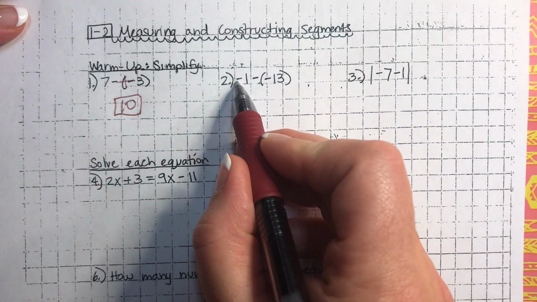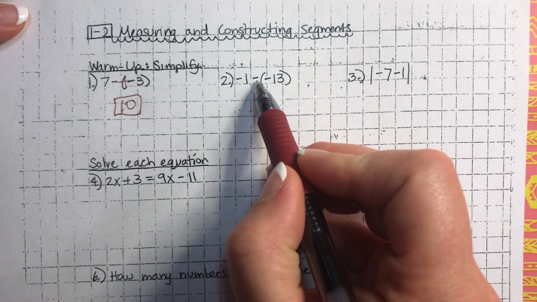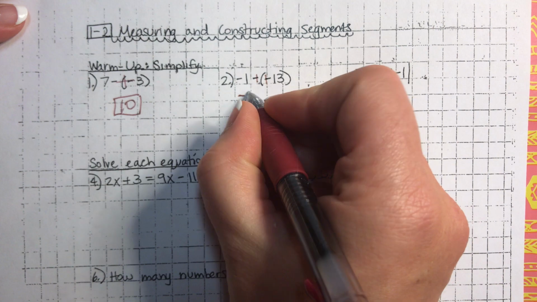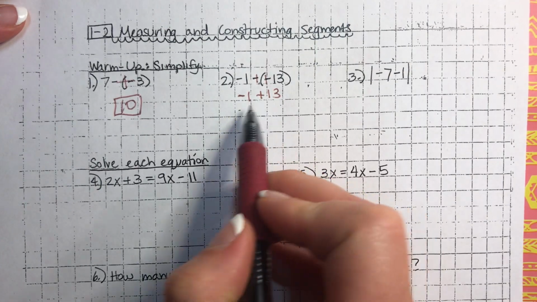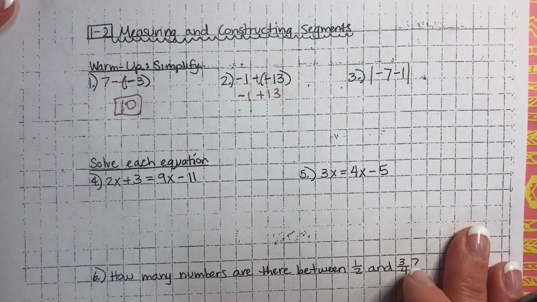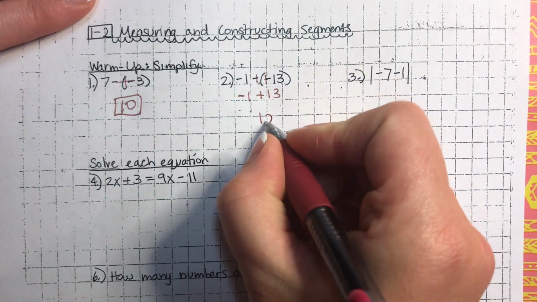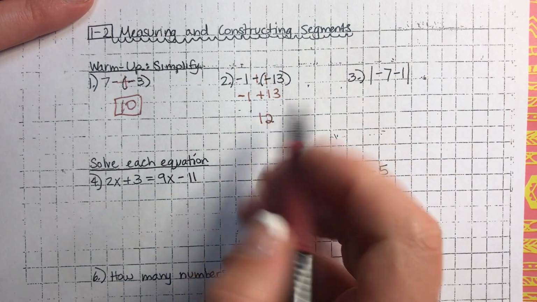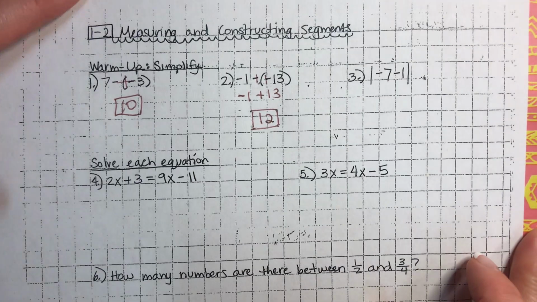Over here, number 2, negative 1 minus a negative 13. Those two negatives right there become positive, so we end up with negative 1 plus 13. This is a negative, this is a positive. The signs are different, so you take the difference between the numbers, which would be 12. Then you look at 1 and you look at 13. Which number is bigger? 13 is bigger and it's positive, so that means our answer is going to be positive as well. All right, great.